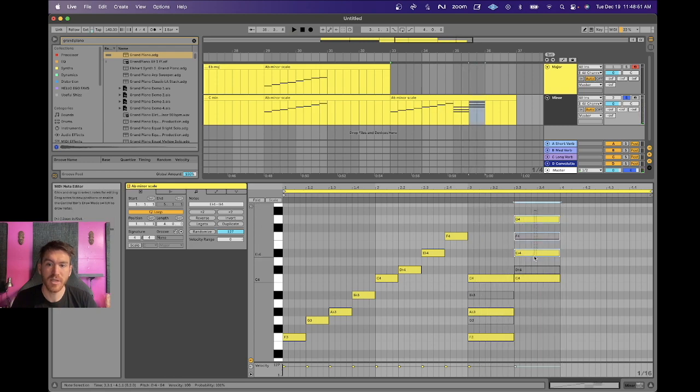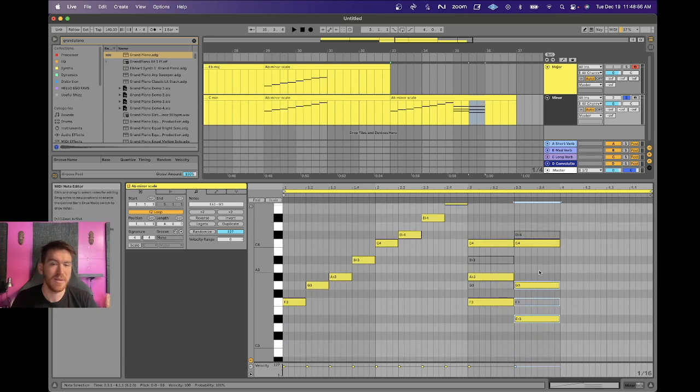Right? And I can actually come down here and take these down an octave, and that's going to be a little smoother of a transition. It's still the same chord, I just shifted the octave of some notes.